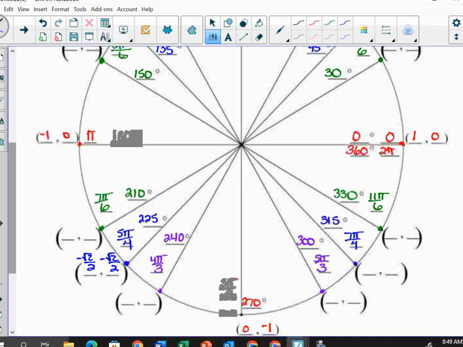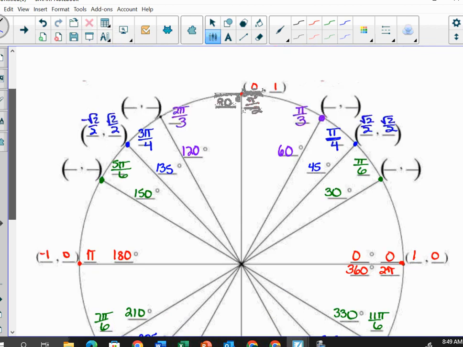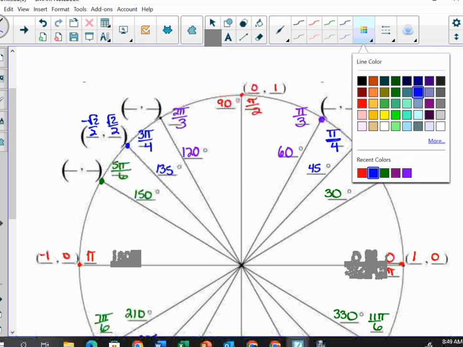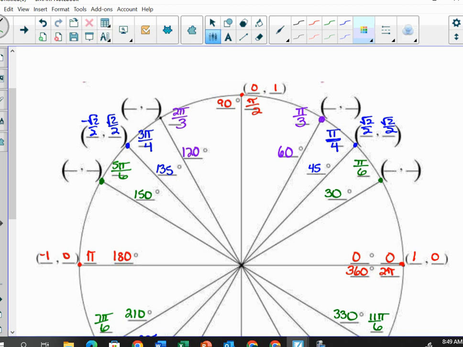And then in the fourth quadrant? Negative y. Yes. No. So if you know the first quadrant one, you know all of them. Okay. All right, we'll do green next.